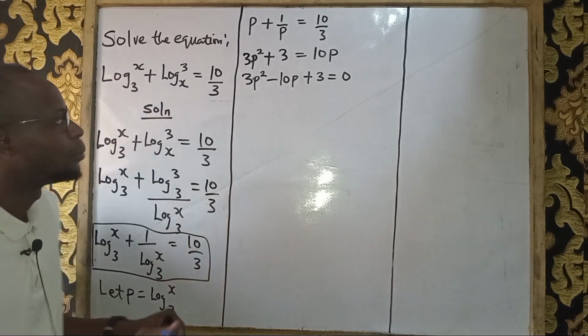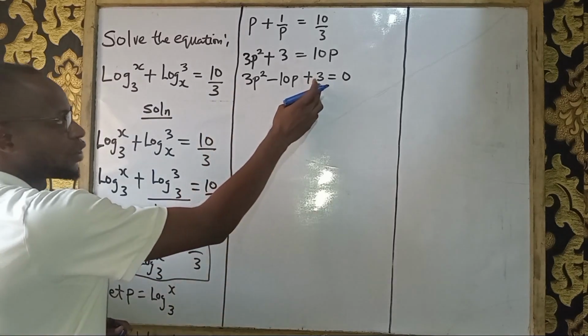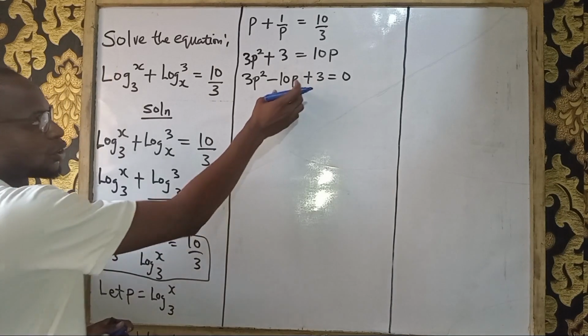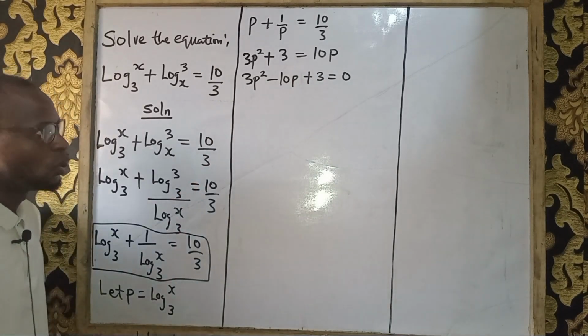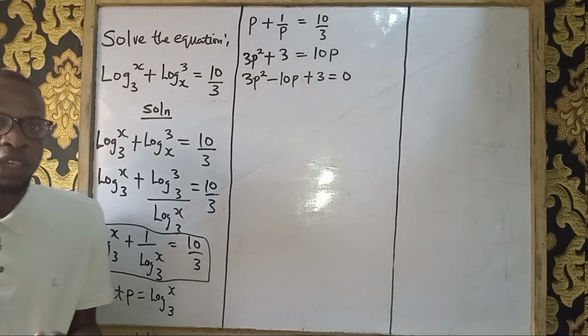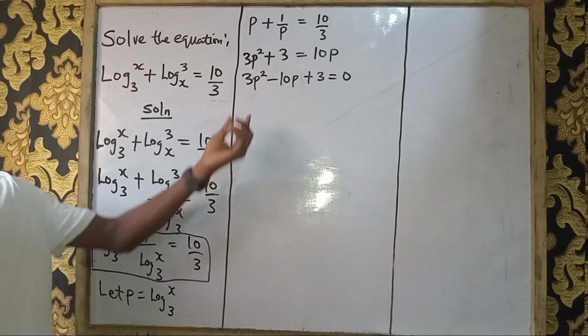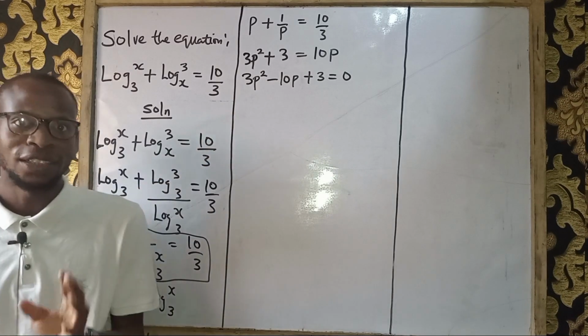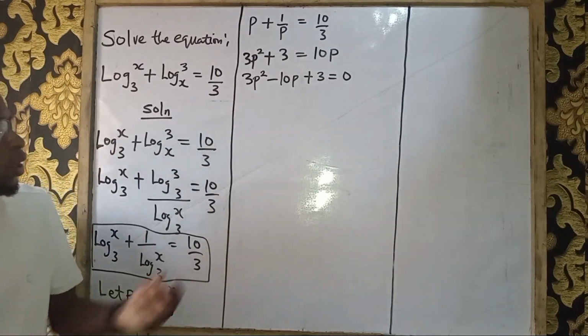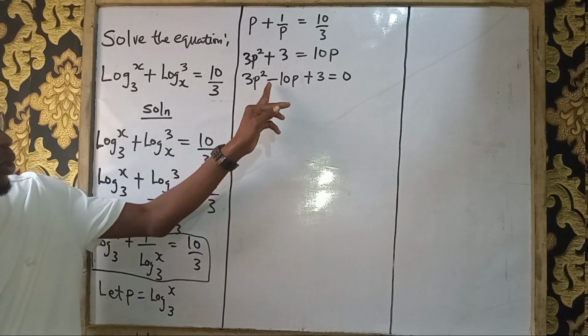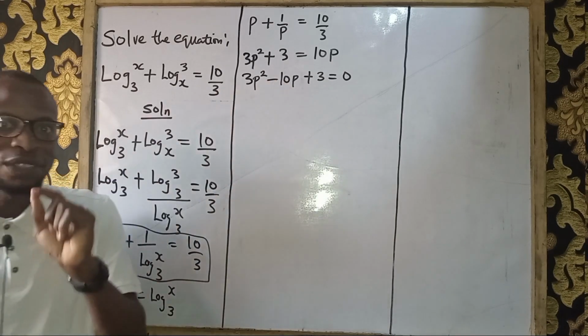Okay, so now the product here is 3p squared times 3, that will give us 9p squared, and the sum is what? Minus 10p. So what are the two numbers, or the two factors, of the 9p squared and the 10? It is simply 9 and 1. So how do we arrange 9 and 1? We focus on this sum. Since the sum is minus 10p, that will be minus 9 minus 1.